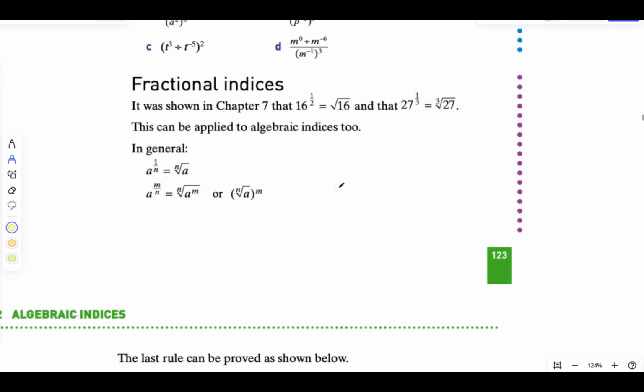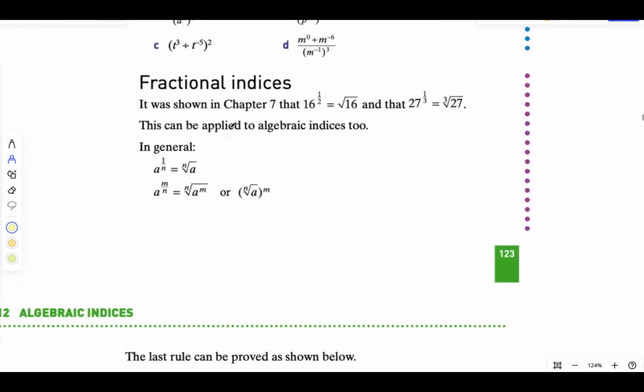Now we go to fractional indices. Remember, for square numbers you can easily find their square root. For example, if you have 16 raised to power half, anything half means square root. In indices, when you raise anything to the power of half, it means square root. So if I say 16 raised to power half, I'm telling you to find the square root of 16, which will be 4, plus or minus 4.